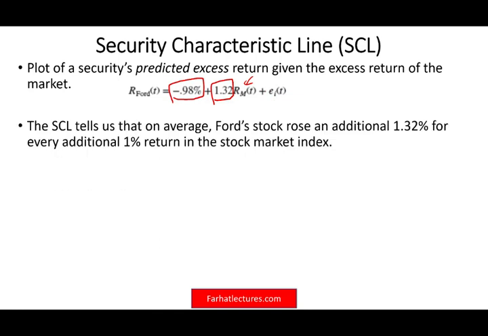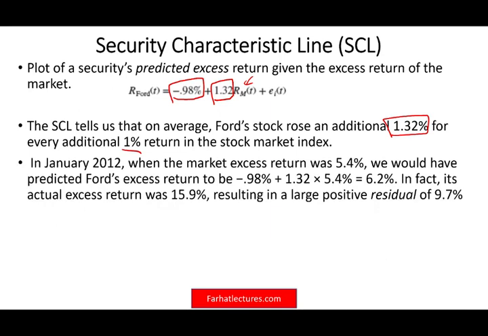So the security characteristic line tells us that, on average, Ford stock rises an additional 1.32% for every 1% in the market. So 1.32 means that for every 1% change in the market, Ford will go up 1.32%. That's what this beta is telling us.